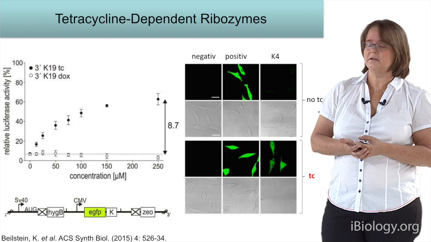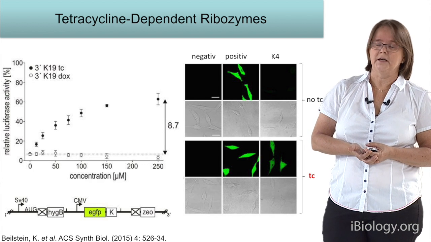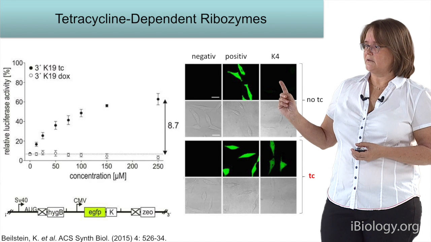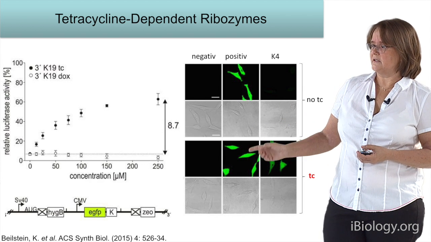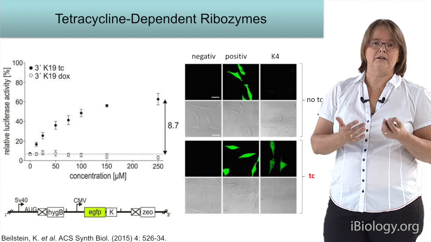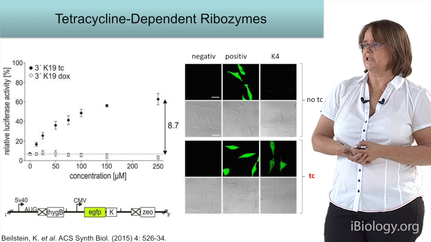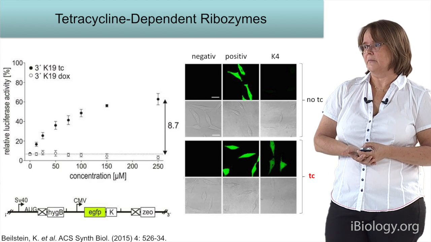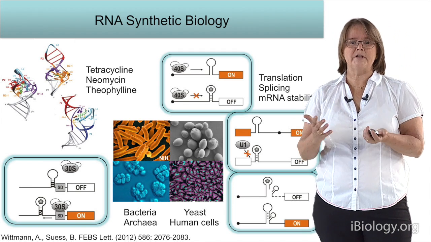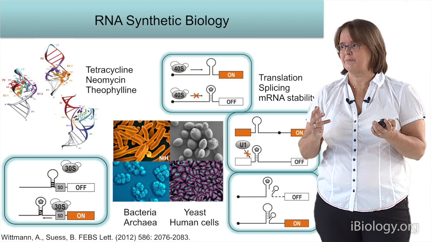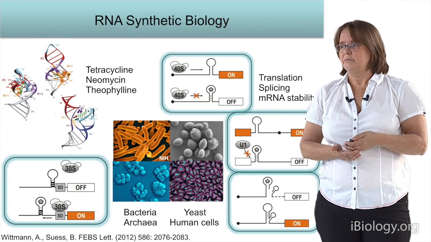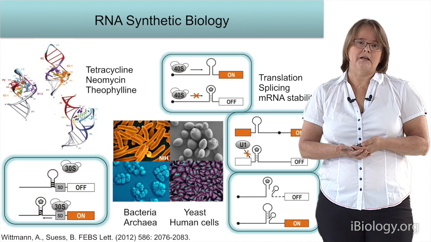We tested this not only in yeast, but also in eukaryotic cells, in HeLa cells. Without tetracycline, no fluorescence. If you add tetracycline, then you have an increase in reporter activity. To sum up this first part, I hope I could convince you that you indeed can use such aptamers to control gene expression. You can use tetracycline aptamers.